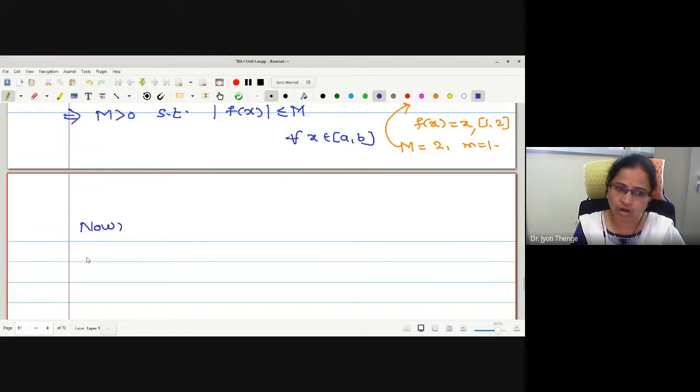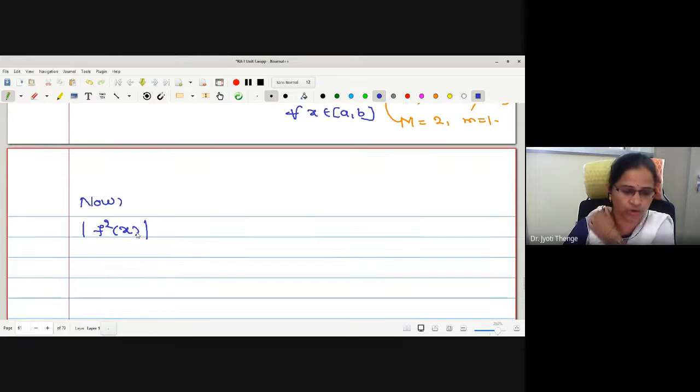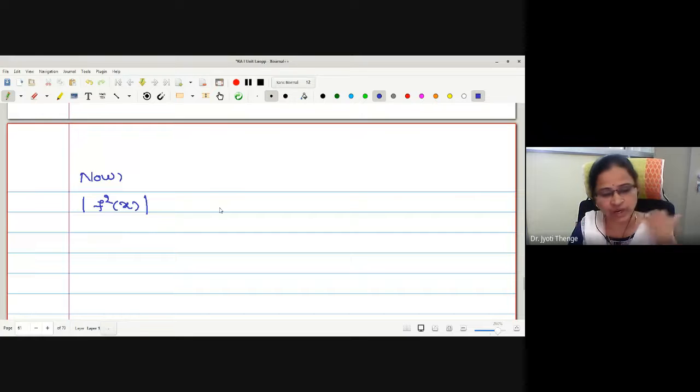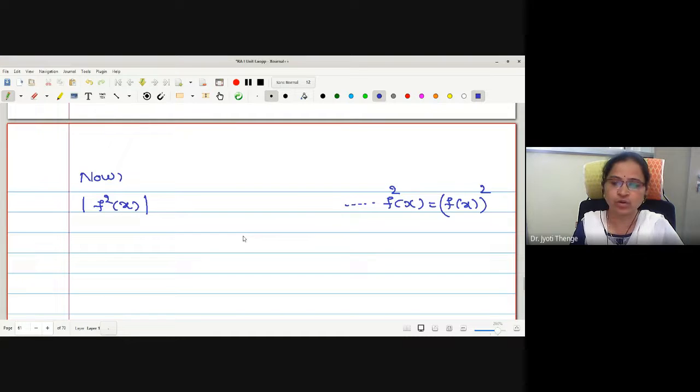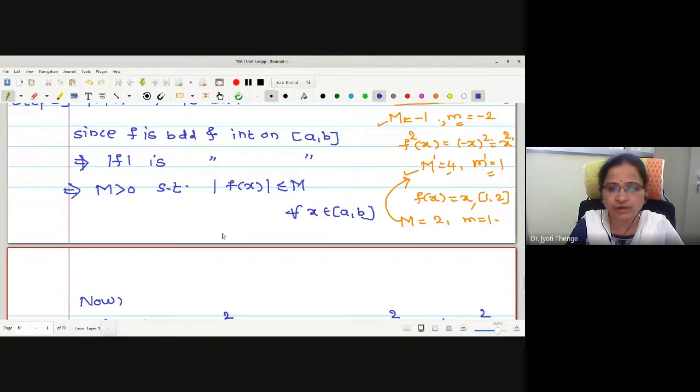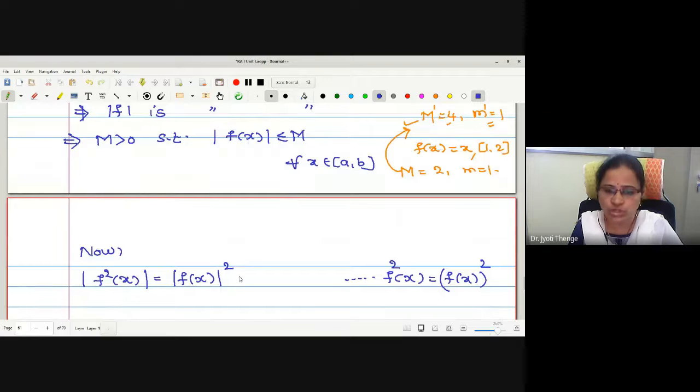Now what we have to go for? Mod of f square of x, to check whether it is bounded or not. How is the function f square operated? What is the definition? f square operated on x is f of x bracket square. It is a pointwise operation. Therefore I can write the same as mod of f of x bracket square. Now, if mod f of x is less than or equal to M, what about the square? Less than or equal to M square.